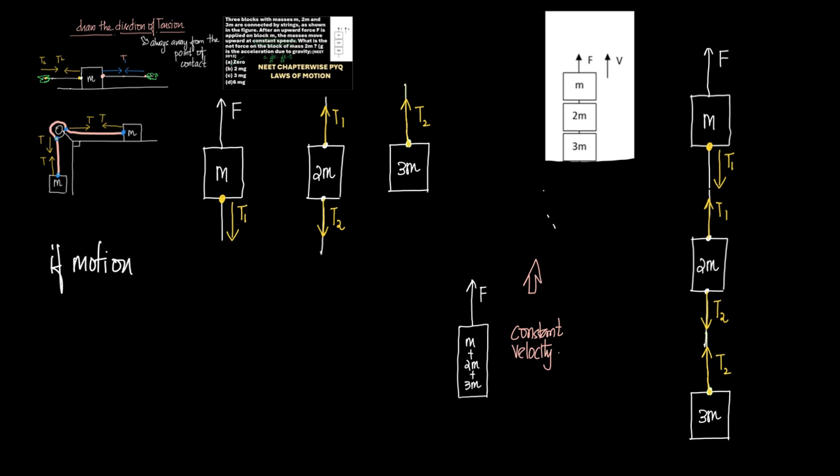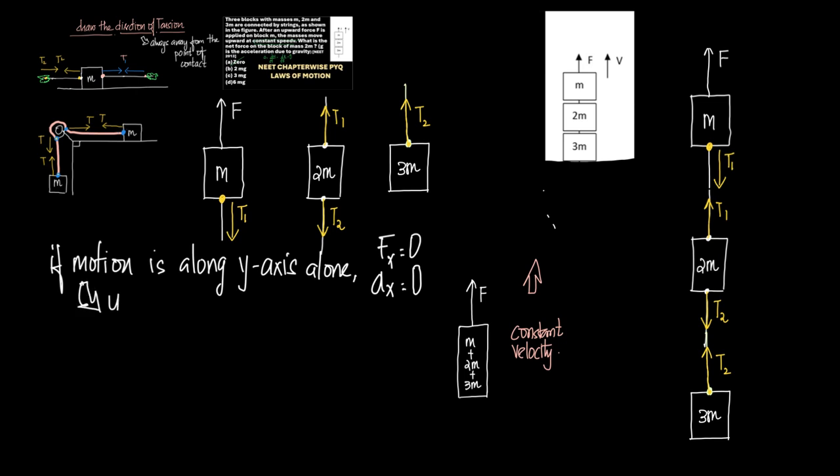if motion is along y axis alone, it means that force along the x component is equal to 0, right? It means acceleration along the x component is equal to 0, because there is no force, there is no motion, there is no acceleration, there is no velocity. Simple logic, okay? Which means the complete motion is now restricted to the y-axis.